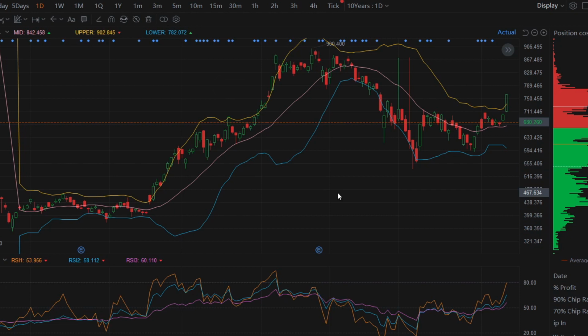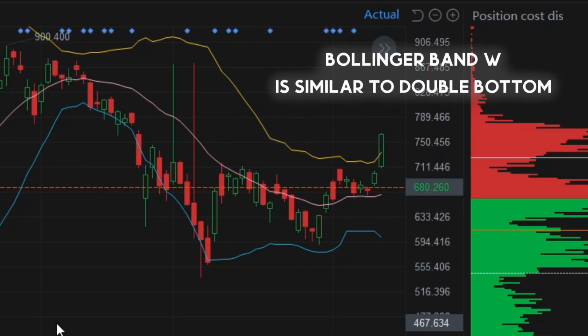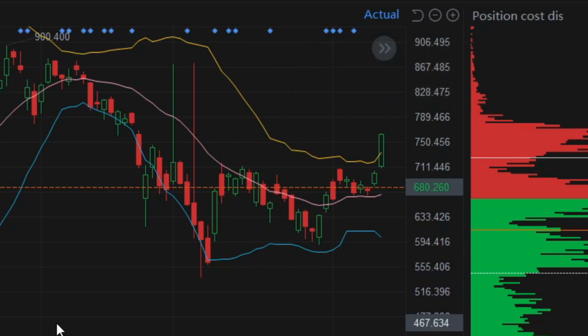Okay, so now we see the ending of the bulge here, and then some nice candle bars and forming of a W. So let me stop here to share with you what this W in Bollinger Band is. Bollinger Band W is similar to a double bottom, and this is not the perfect example due to the bull trap here, but anyhow, I just want to explain to you W in Bollinger Band terms.